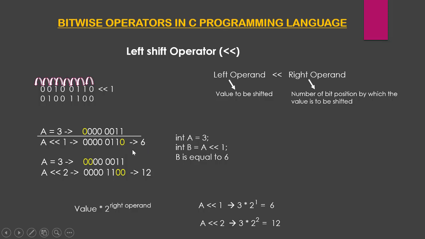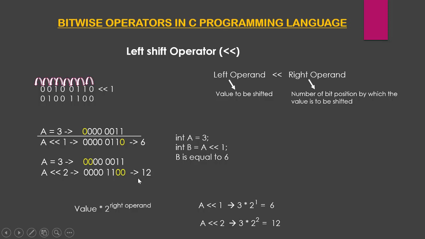If you shift A by 2 places to the left, the last 2 bits are shifted out, then all other bits are shifted towards the left hand side by 2 positions, and the trailing spaces are filled in by 2 zeros. The result is evaluated to 12.